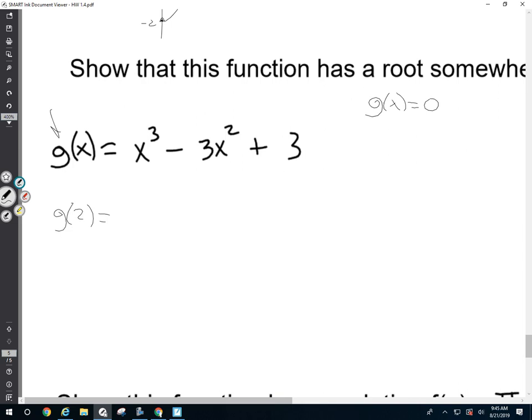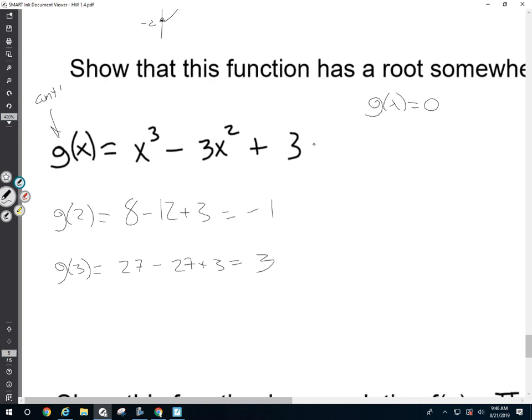Well, first of all, I know this is continuous. Okay, so continuous, that's important. There's no denominator. Obviously, it's continuous. I plug in 2. I get 8 minus 12 plus 3. That's -4 plus 3. That's -1. g of 3 is 27 minus 27 plus 3. That's 3. Okay.